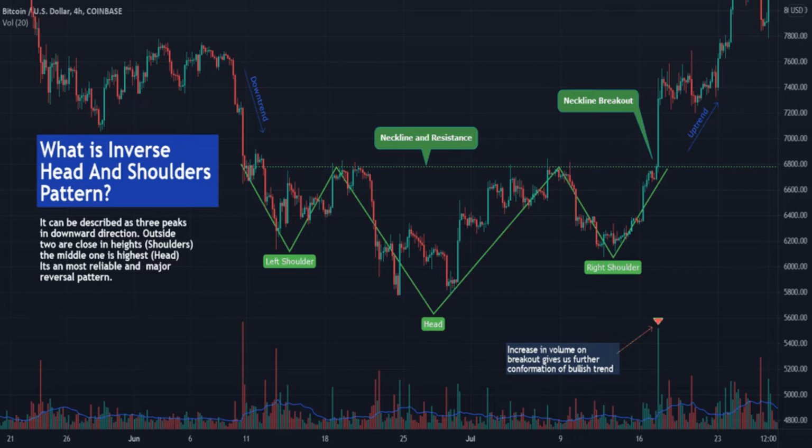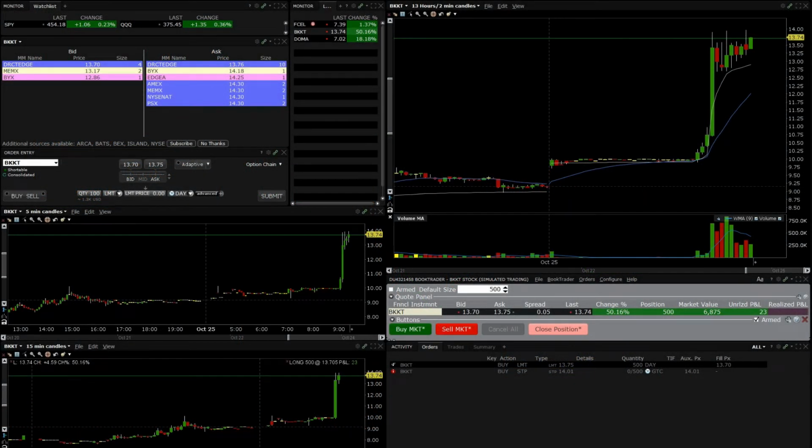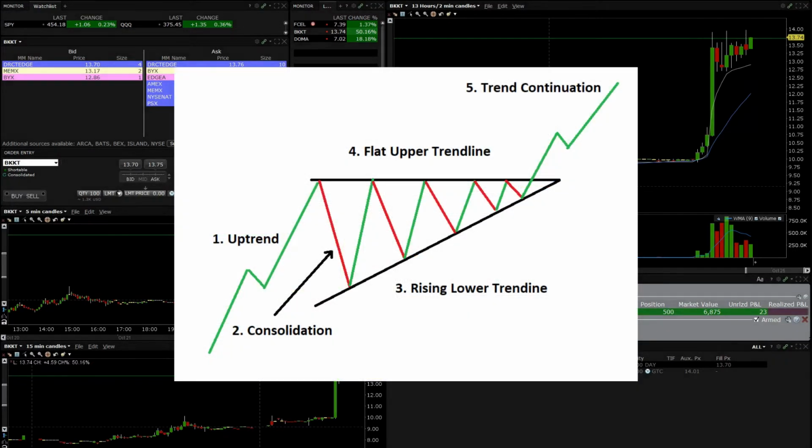So it happens, I have a perfect pattern example for you today. Let's take a look at BKKT. What does it remind you of? We can see there is a strong uptrend at the beginning, then some price consolidation capped with a flat upper trend line, and finally there are higher lows forming an almost perfect triangle. This pattern is called an ascending triangle. And if the price breaks the upper trend line, it should continue higher.